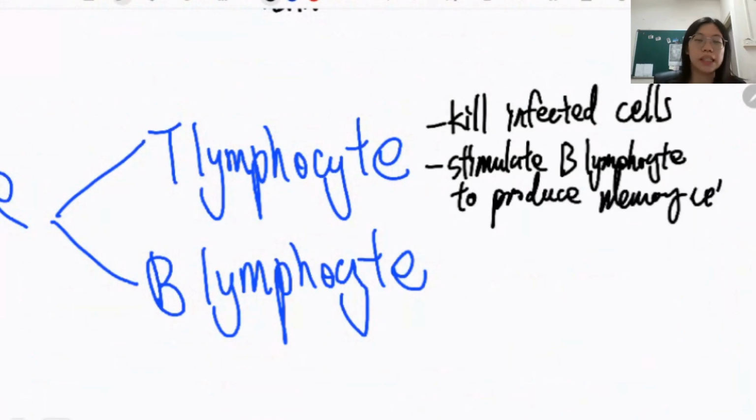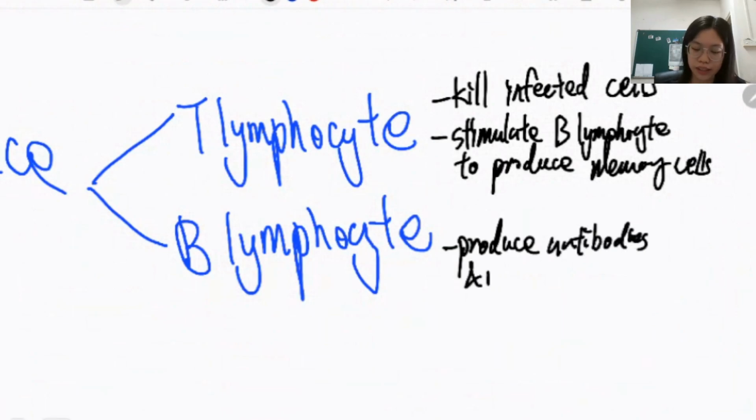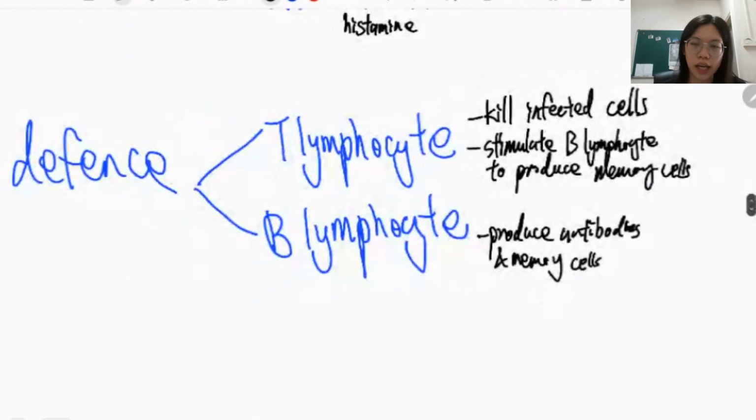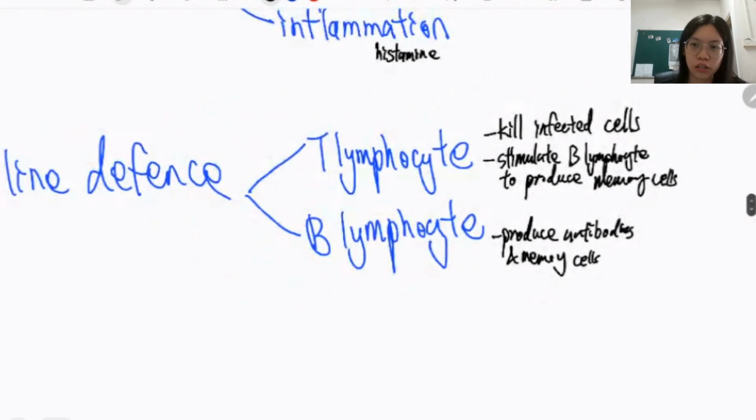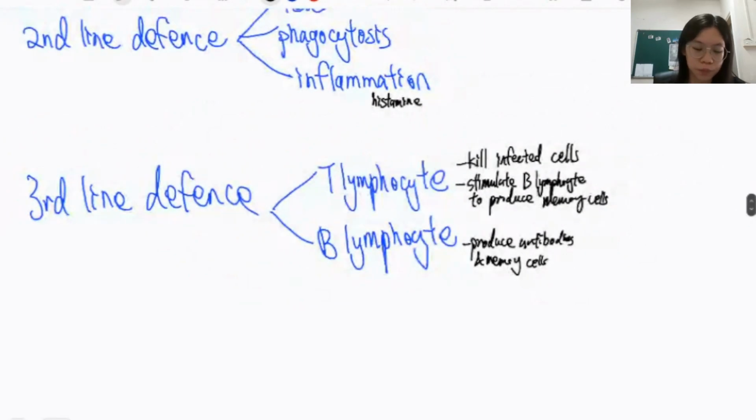Meanwhile, what does the B lymphocyte do? B lymphocytes produce antibodies, and they also produce memory cells, but they need to be stimulated by their friend, the T lymphocytes. T lymphocytes straight out kill the infected cells, but B lymphocytes produce antibodies to destroy the infected cells.